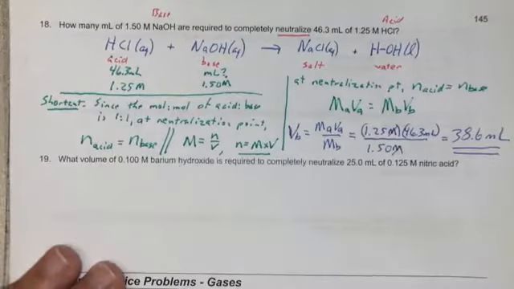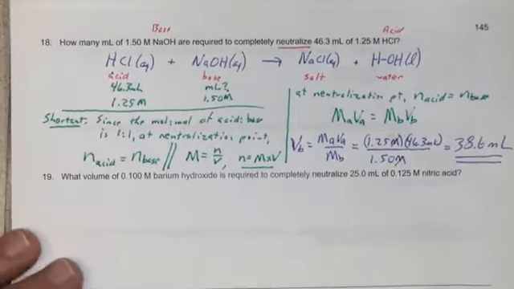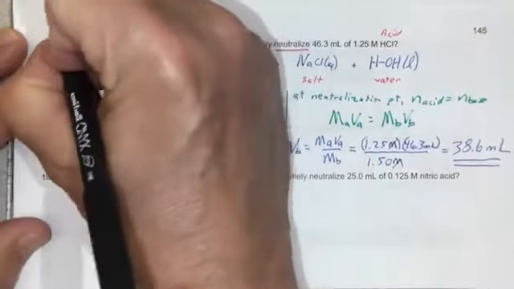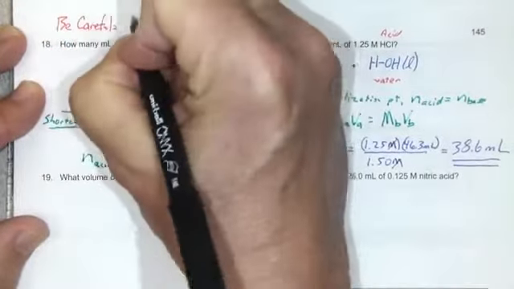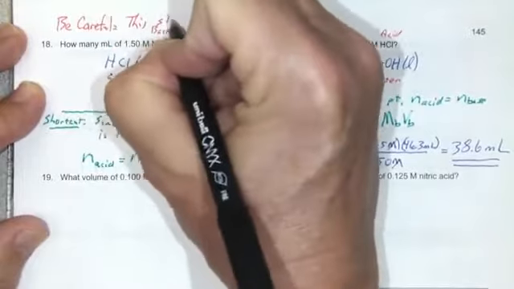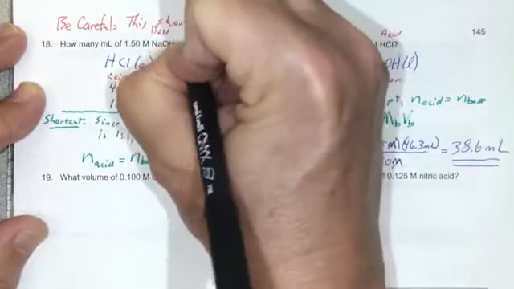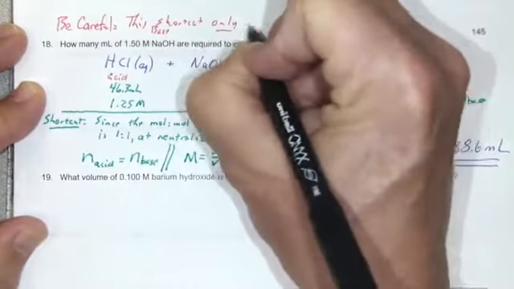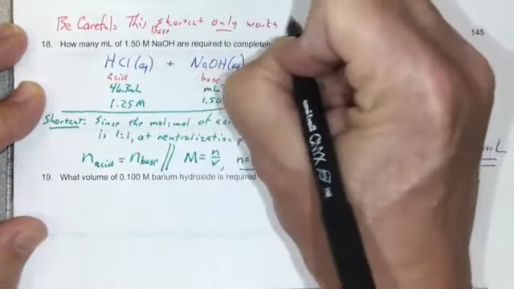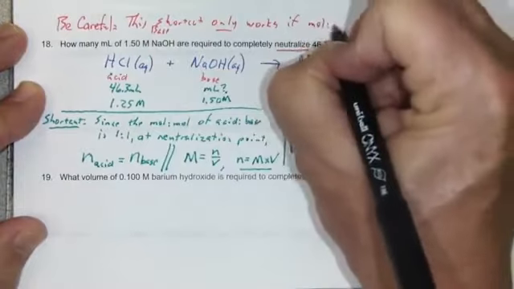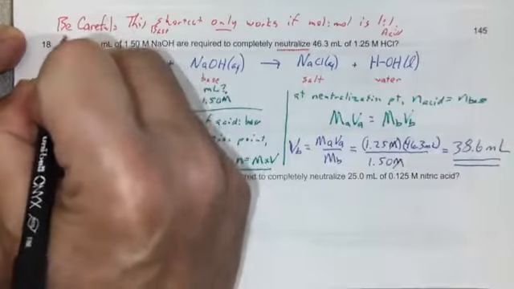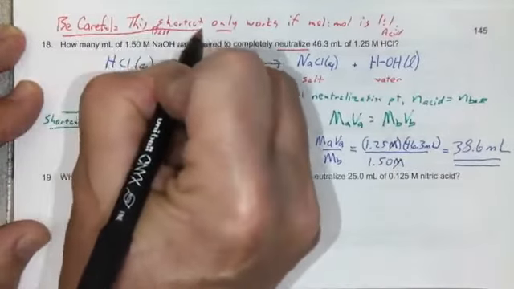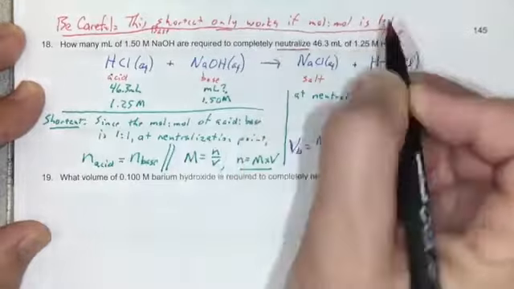And we can use this shortcut. Okay? But I've got to emphasize this. Let's go back up here. I'm going to say, be careful. Danger, Will Robinson. Be careful. This shortcut only works if the mole-to-mole ratio is 1 to 1. Let's underline that to separate that from the word base. This shortcut only works if the mole-to-mole ratio is 1 to 1.